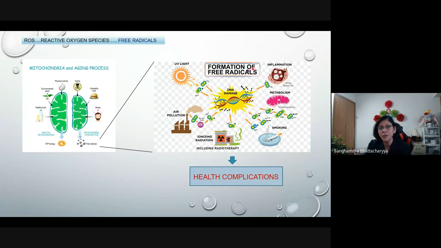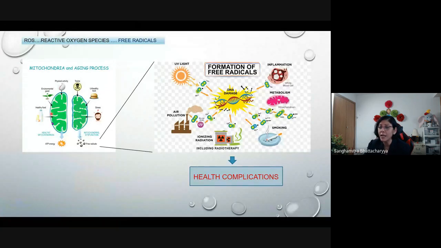When we talk about ROS, we hear about another term called free radicals. Now, free radicals are oxygen-containing molecules with an uneven number of electrons. And because they contain this uneven number of electrons, they always remain hungry to easily react with other molecules. Free radicals are formed from UV light, inflammation, normal metabolism, smoking, ionizing radiation, including radiotherapy, and air pollution, and have a tendency for damaging the DNA by breaking the DNA strands.